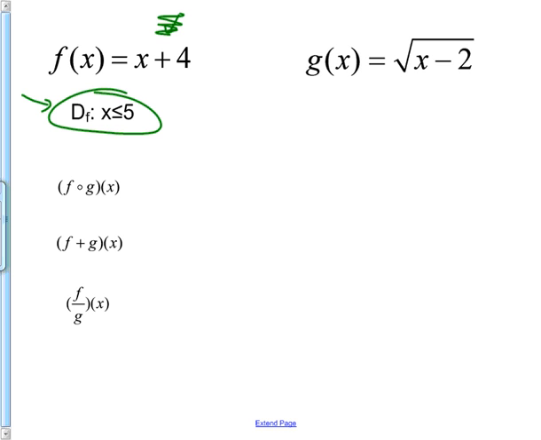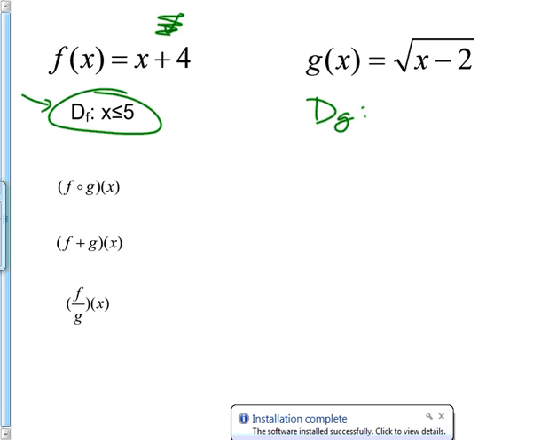Okay, the other one we don't have is the domain of g. Would you please figure that out right now? Write it on your paper. You got two functions, you got to know their domains. Got to know there's four pieces of information there. F of x and its domain, g of x and its domain. Once you got all those pieces, then you can do these kind of problems.